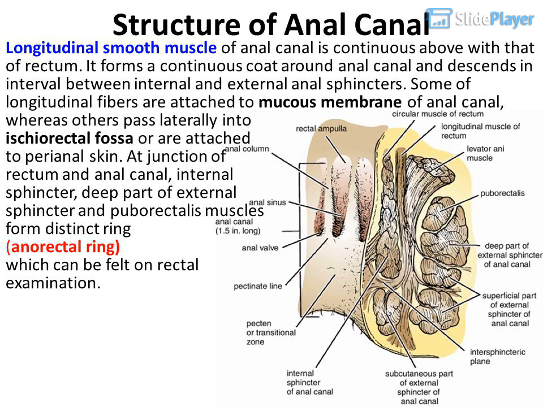Structure of anal canal. The longitudinal smooth muscle of the anal canal is continuous above with that of the rectum. It forms a continuous coat around the anal canal and descends in the interval between the internal and external anal sphincters. Some of the longitudinal fibers are attached to the mucous membrane of the anal canal, whereas others pass laterally into the ischiorectal fossa or are attached to the perianal skin. At the junction of the rectum and anal canal, the internal sphincter, deep part of the external sphincter and puborectalis muscles form a distinct ring, the anorectal ring, which can be felt on rectal examination.